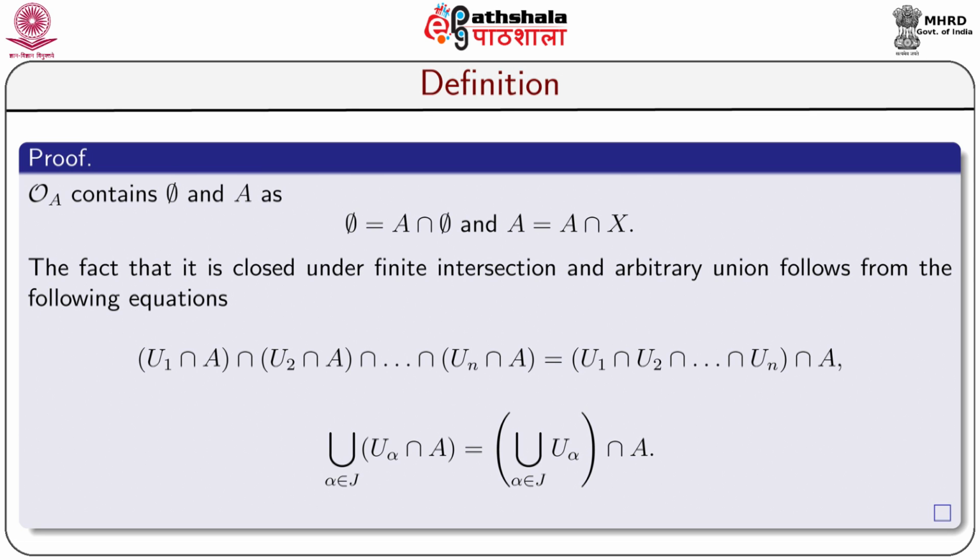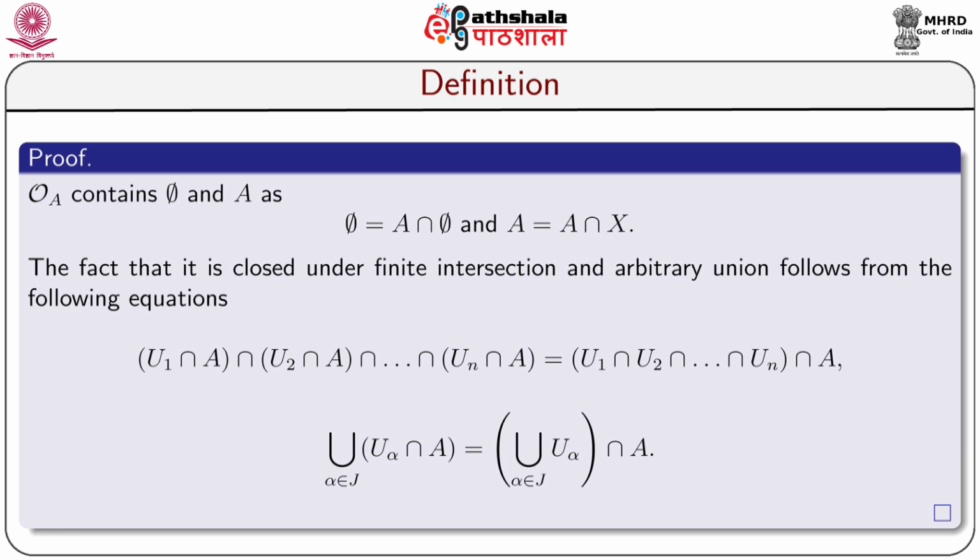The fact that it is closed under finite intersection and arbitrary union follows from the following equations. U1 intersection A, intersection U2 intersection A, continuing to Un intersection A, is equal to U1 intersection U2 intersection, continuing, intersection Un intersection A. And union over alpha belonging to J of (U alpha intersection A) is equal to (union of U alpha, alpha belonging to J) intersection A. From the first equality we can prove that O_A is closed under finite intersection, and from the second we can prove that it is closed under arbitrary union. So, O_A is a topology on A.